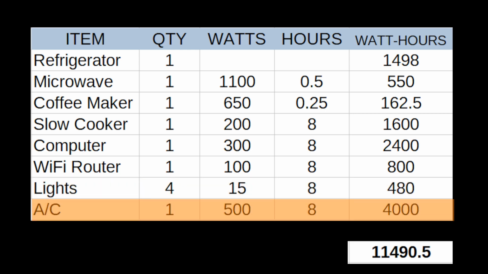A small window AC unit can use about 500 watts. Again, using our rule of thumb, it'll be on for about 8 hours a day. So that's about 4,000 watt hours. So we can add up all those totals and see what we get. And that'll give us his daily average.